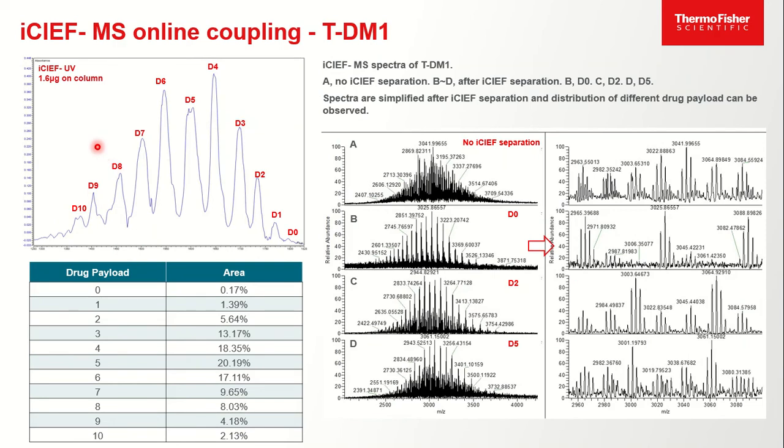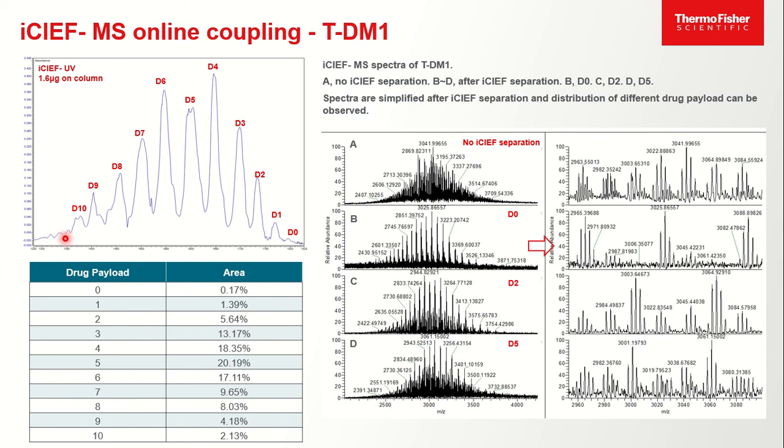And for this work, we also use TDM1 for online identification. TDM1 is an antibody-drug conjugate consisting of the humanized monoclonal antibody Herceptin conveniently linked to the cytotoxic agent DM1. For this lysine-conjugated ADC, different drug loads from D0 to D10 were clearly separated at the iCIEF-UV level.